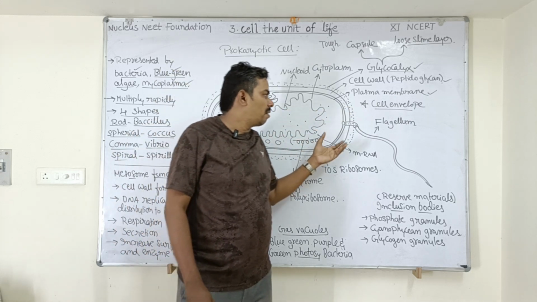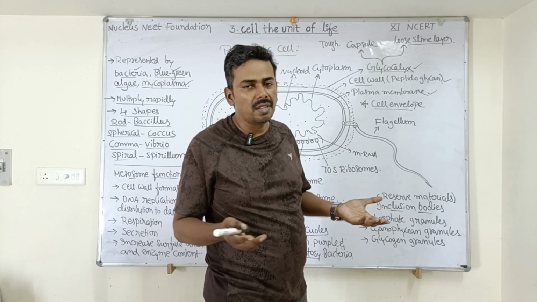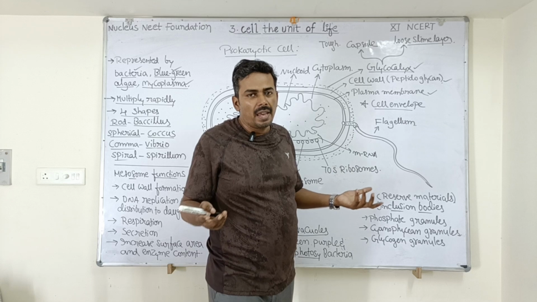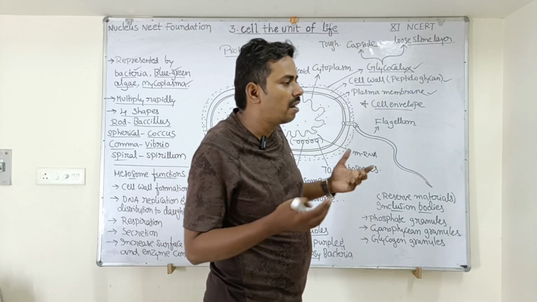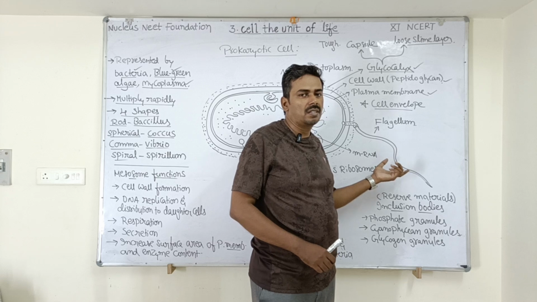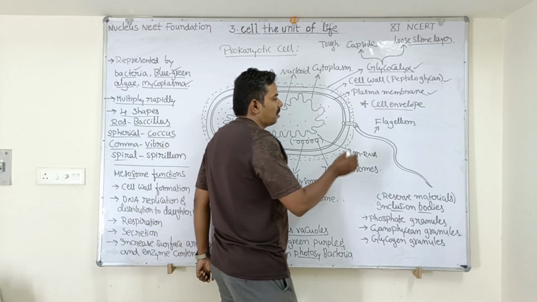So in some bacteria you can find only one flagellum. In some bacteria you can find several flagella. In some bacteria flagella may be absent. So there are different types of bacteria depending upon the arrangement of flagella. What are the different parts in the flagella?